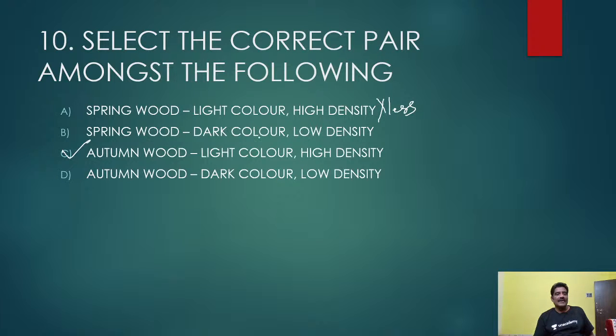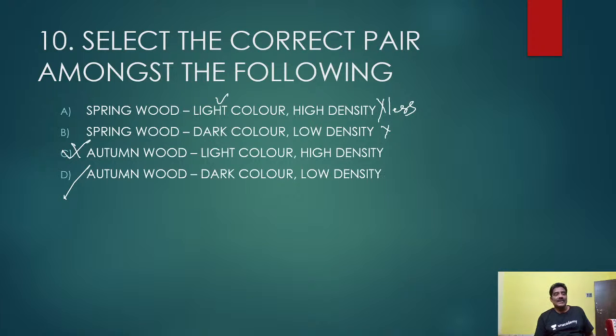And spring wood dark in color, it is wrong. It is light in color, just like this. This is also a wrong option. And here autumn wood: light color and high density, this is also incorrect. Autumn wood, that is D, is the correct option. Autumn wood is dark color and low density. Autumn wood here, dark color, low density. So this is the right option.